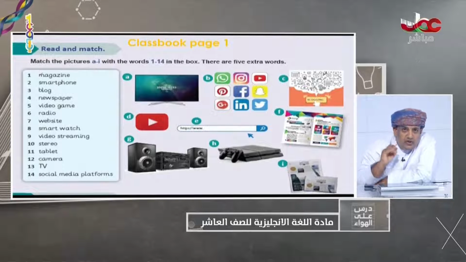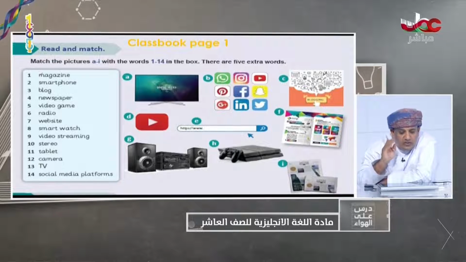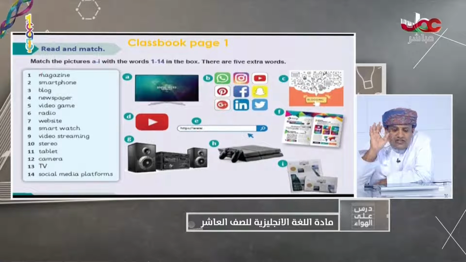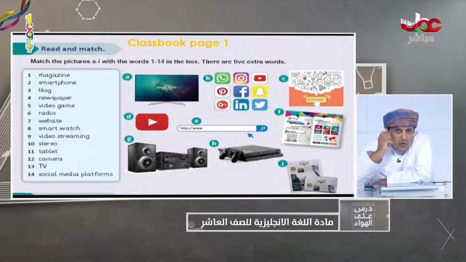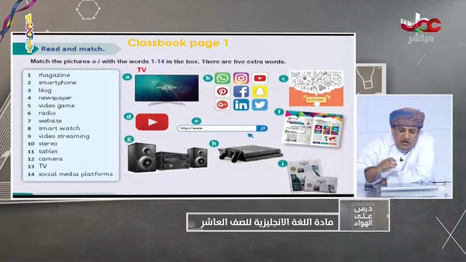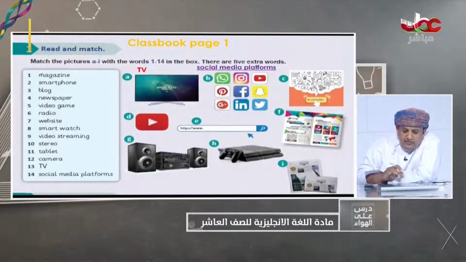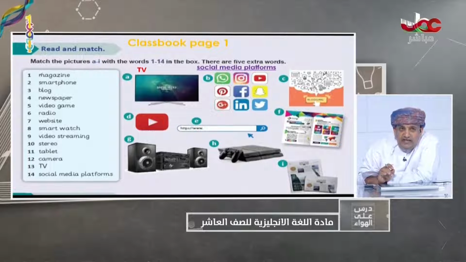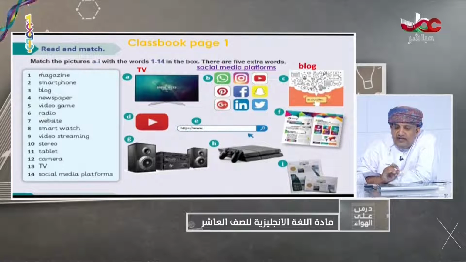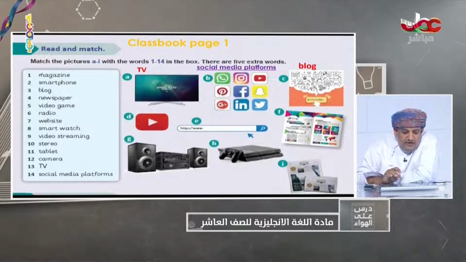So I want you to match the words to the pictures. So there are 5 extra words here in this column. So what do you think the first one is? Yes, it's TV. It's known. Yes, number 2, social media platforms. Very good. What's letter C? Yes, it's a blog. Very good.